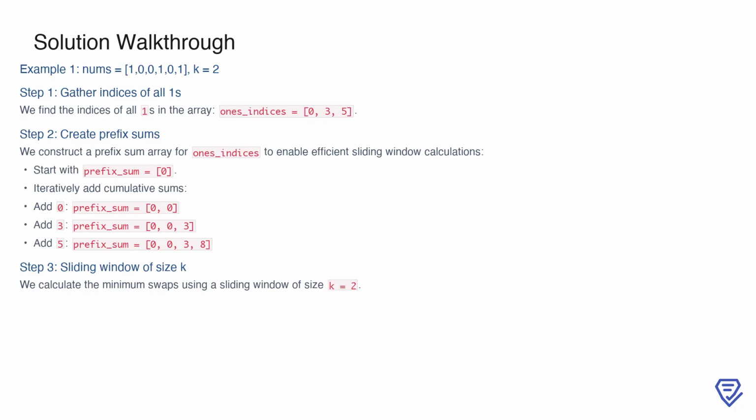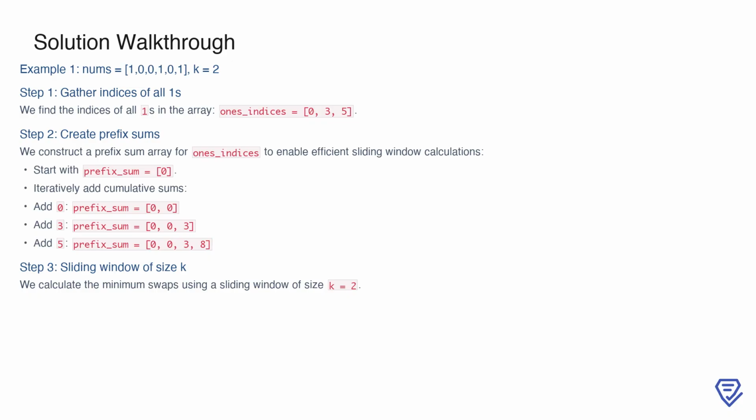We begin with the array nums equals 1, 0, 0, 1, 0, 1, and k equals 2. The first step is to identify the indices of all the ones in the array. These indices are stored in the array ones_indices, which comes out to be 0, 3, 5. Next, we create a prefix sum array from ones_indices to make calculations more efficient during the sliding window process. We start with a prefix_sum array initialized to 0.